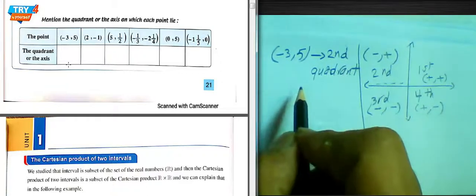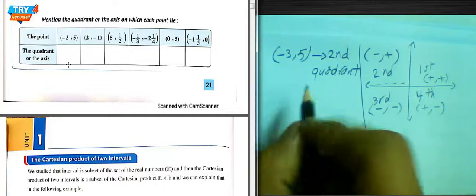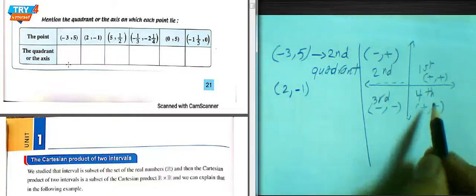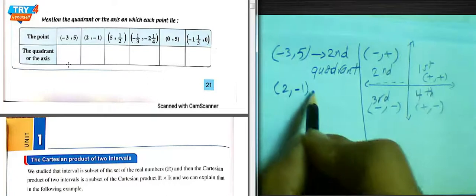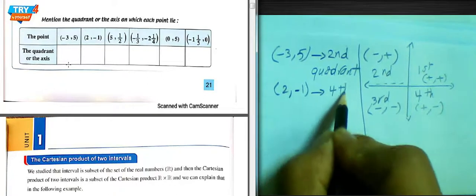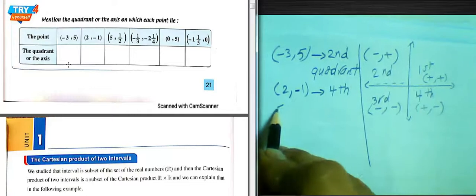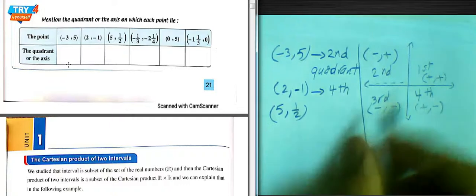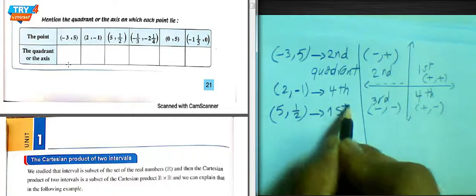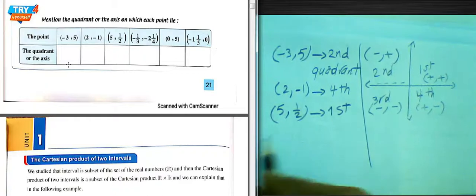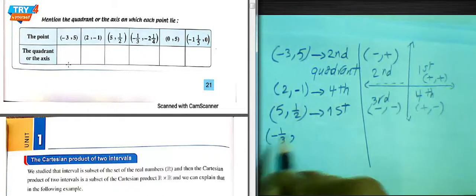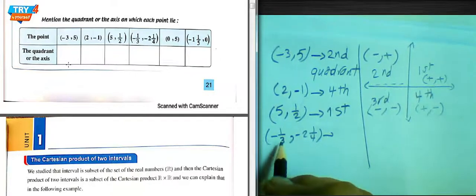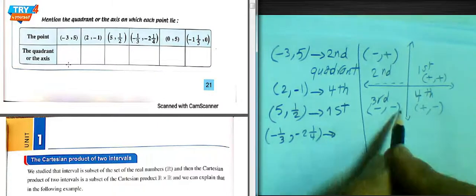It's okay? In the second quadrant. And 2 and negative 1: positive and negative, in the fourth quadrant. And what about 5 and a half? It's positive and positive, so it's in the first quadrant. And what about negative a third and negative 2 and 1 over 4? It's negative and negative, so it's in the third.